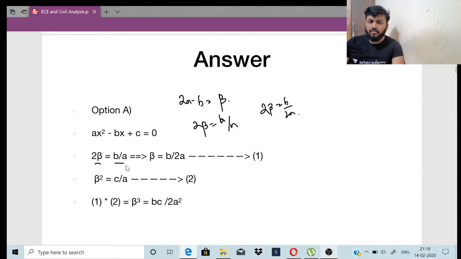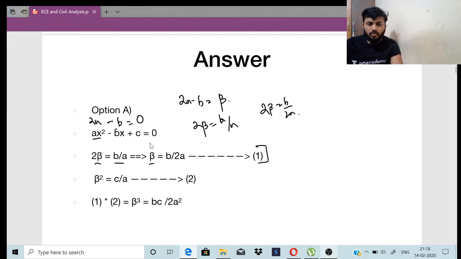Beta is equal to b by 2a, because this is ax square, so the derivative will be 2a minus b into x, and b is equal to 0. C is a constant here. So beta equals b by 2a. Let's name it equation 1.